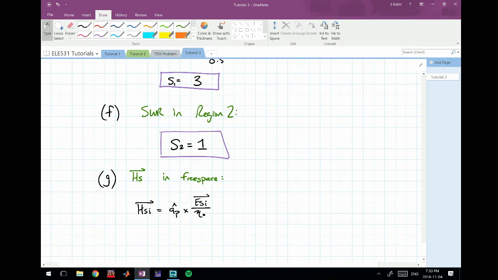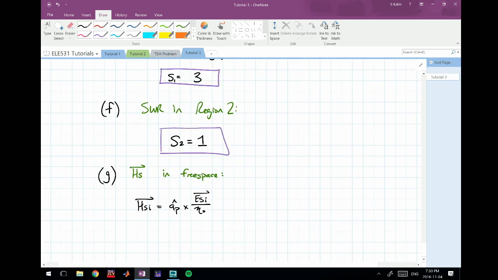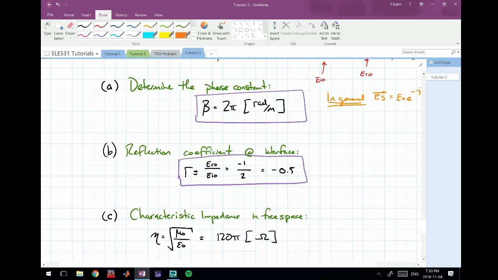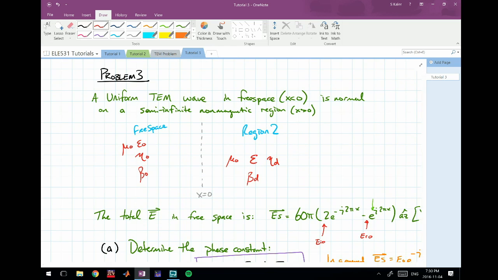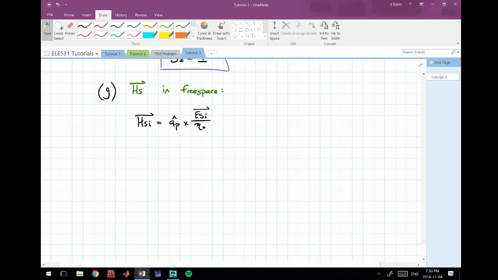HSI, AP is the unit vector in the direction of propagation. So in the case of the incident wave, it's the positive x-axis, right? If you look here, the wave is going this way, positive x. If the incident wave were traveling in the opposite direction, there'd be no point in doing the question, because it's not doing anything. If the reflected wave is going in the opposite direction, that's a different story. This is the incident wave.